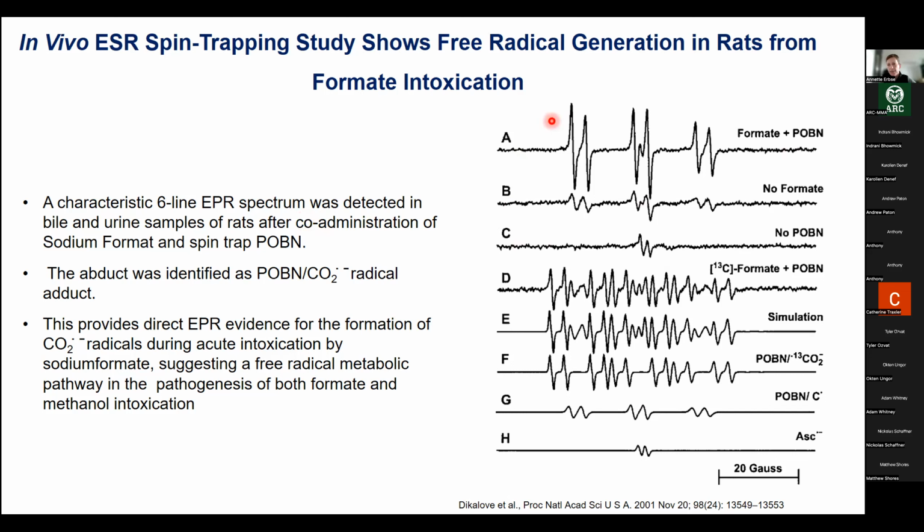And by using the spin trap and simulating the spectrum they found and doing a couple of necessary controls, they were able to show that, yes, they could trap a radical, and it's a CO2 minus radical. And that indicates that a CO2 minus radical might be part of the pathway of how methanol poisoning works. And so now we know more, and maybe there is a way to actually counteract that by counteracting the radical.